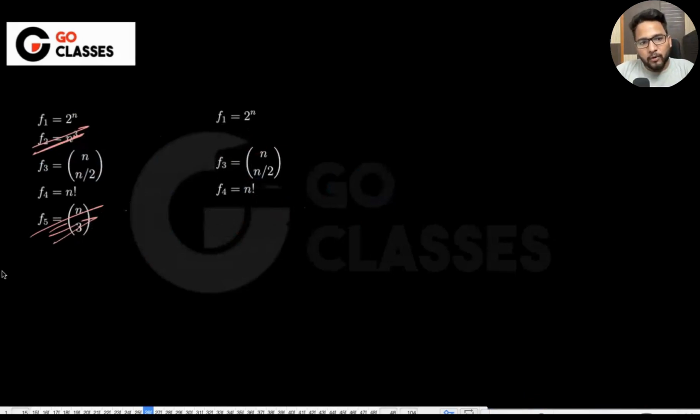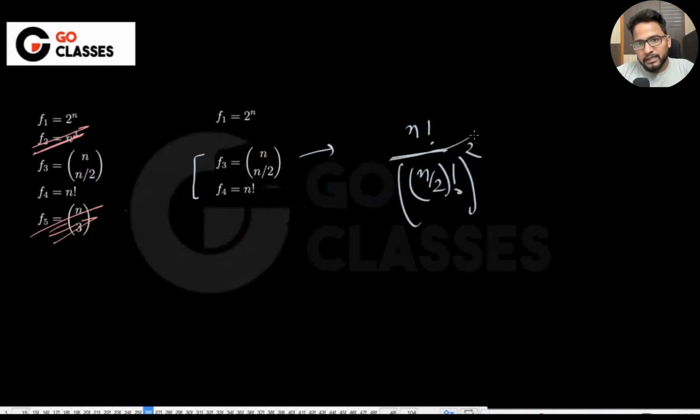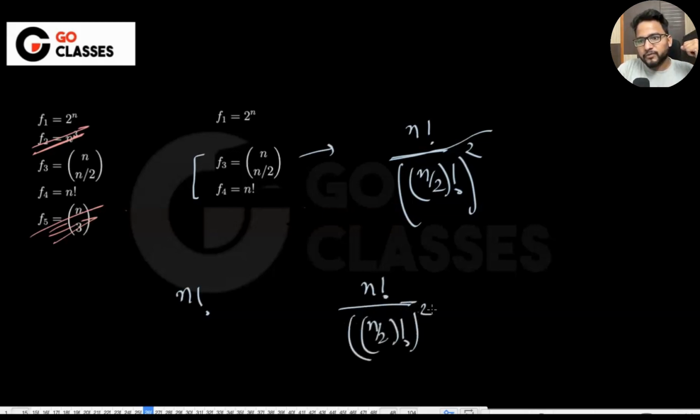Okay. Let's just talk about this n factorial, and this is n factorial upon n by 2 factorial square. Right? Let's just talk about these two functions. So if you compare between n factorial and n factorial by n by 2 factorial square, right? Then which one is greater? This is f4. This is f3.